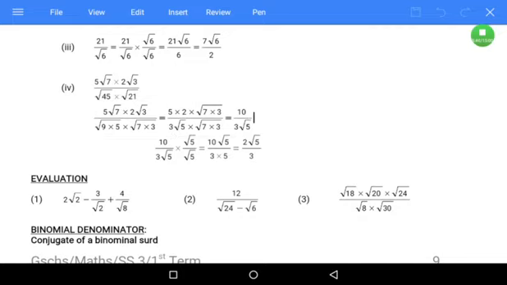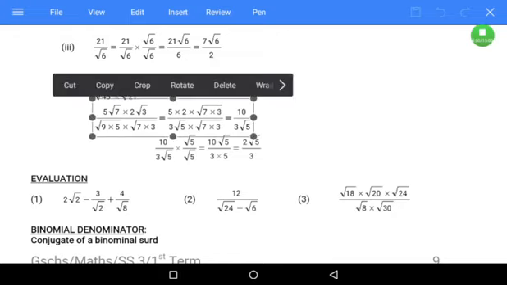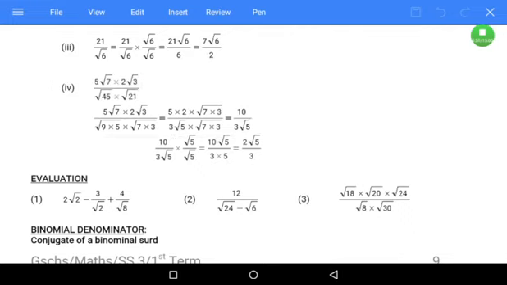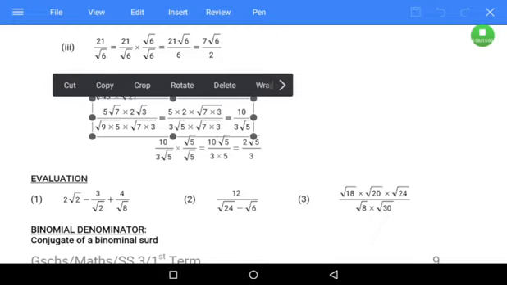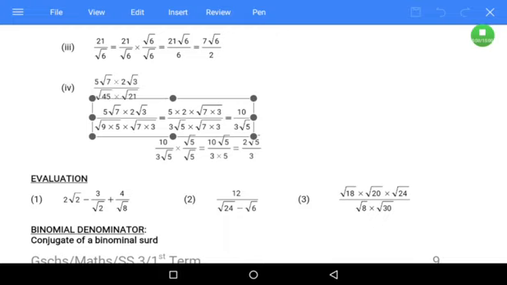Of course, you can have 5 times 2. Multiply number by number. 5 times 2 will give us 10. Root 7 times root 3 will give us root 21. And we already have root 21 here, so that cancels out. Can you see that? We are left with 5 times 2, which is 10, then 3 root 5. So we have 10 over 3 root 5. But we cannot stop here because we have what here? We have a surd as the denominator.